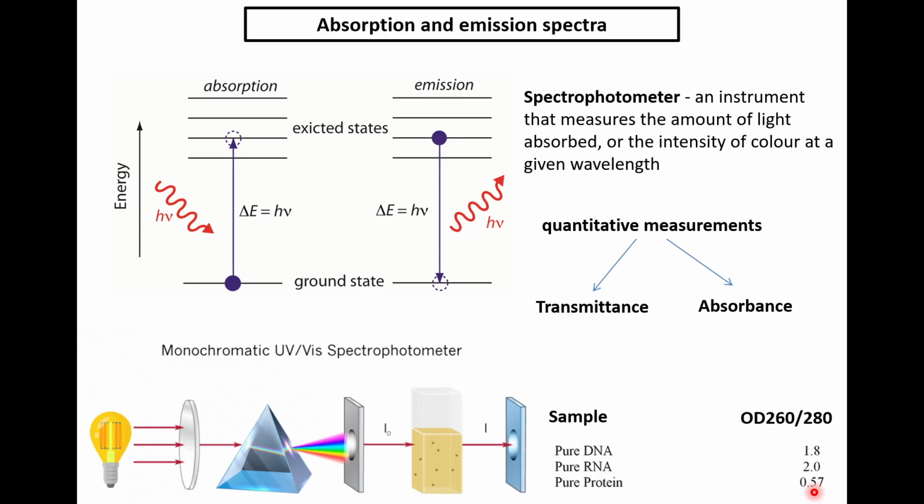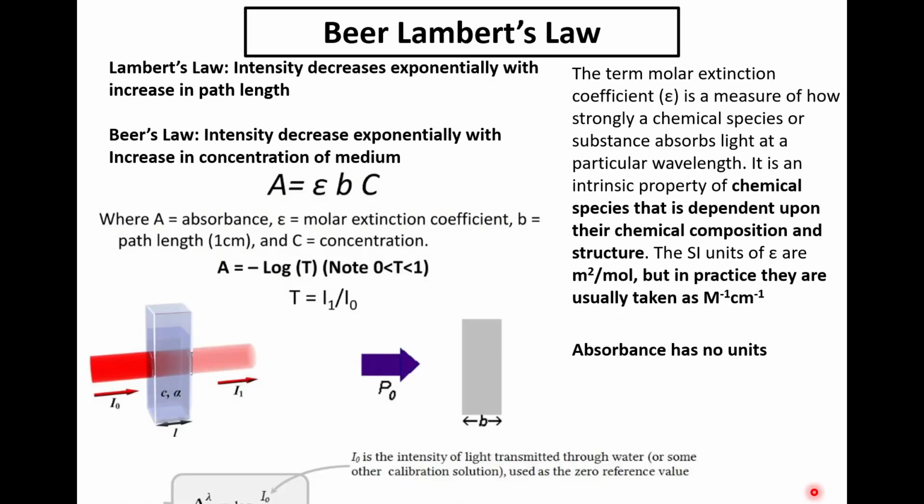So this is a simple experiment by which you can tell whether your sample consists of DNA, RNA, or a protein, using a UV visible spectrophotometer. Now, what is the theory behind this UV visible spectrophotometer? That is given by the Beer-Lambert's law.